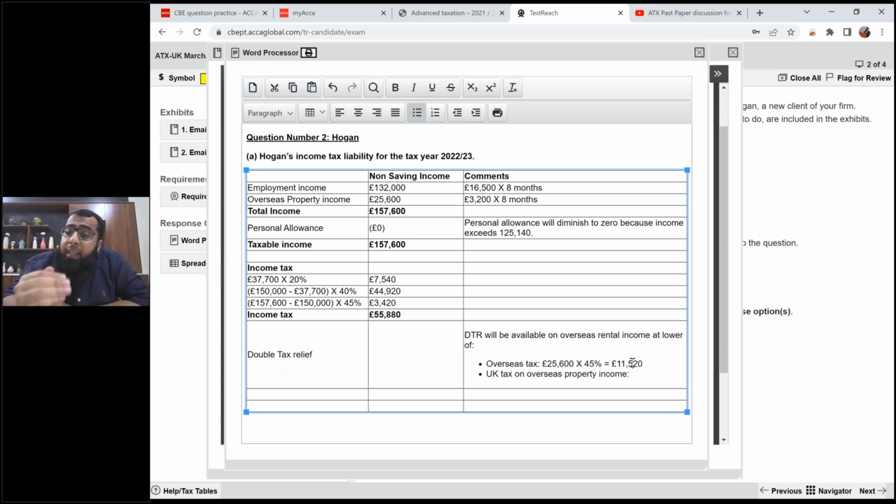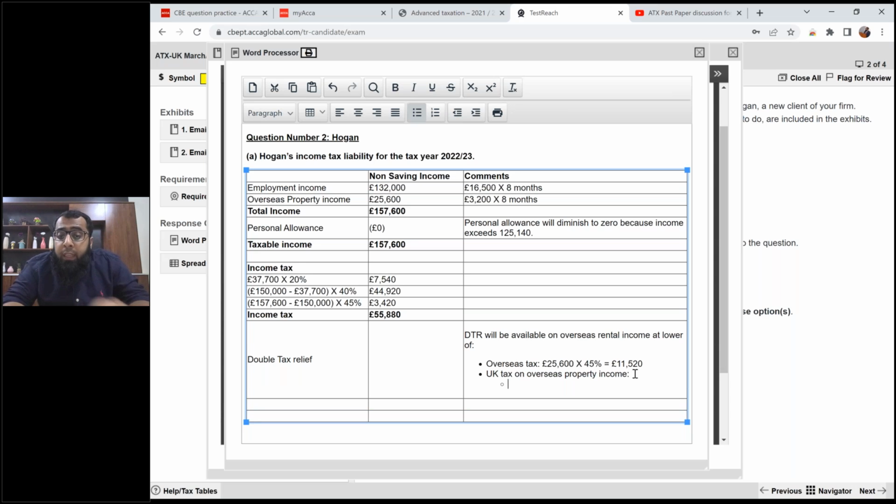See, the overseas tax was 11,520. The overseas tax on this income is 11,520 at 45%. Now I want to pick up the UK tax. How will I pick up the UK tax? Now in UK, I will tax this income at higher rates, at the maximum rates, so that my DTR gets maximized.